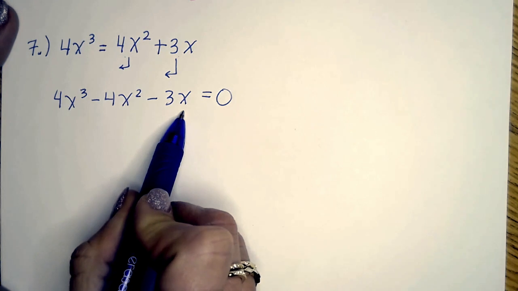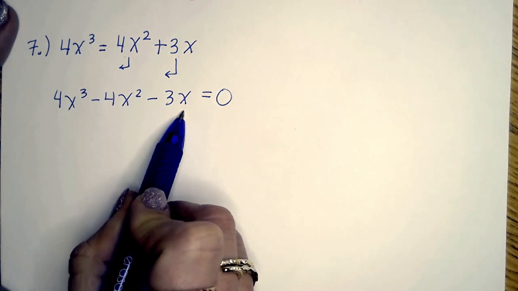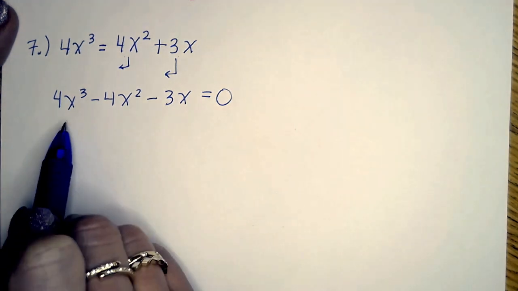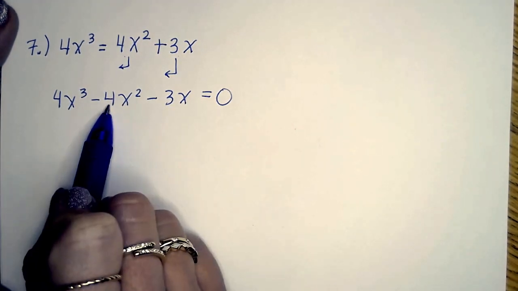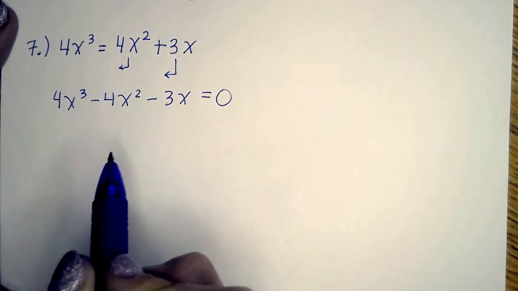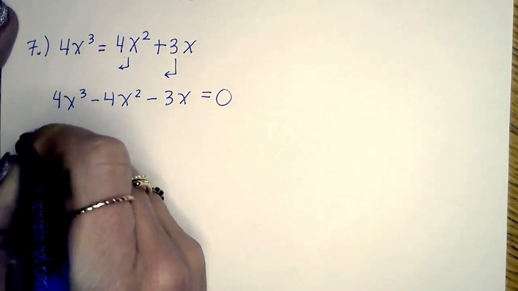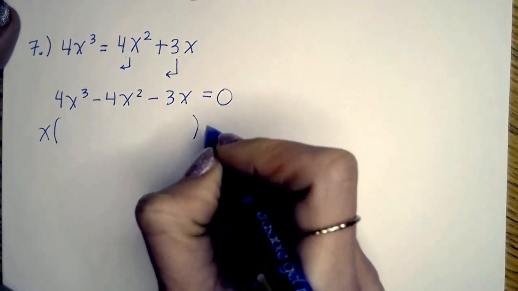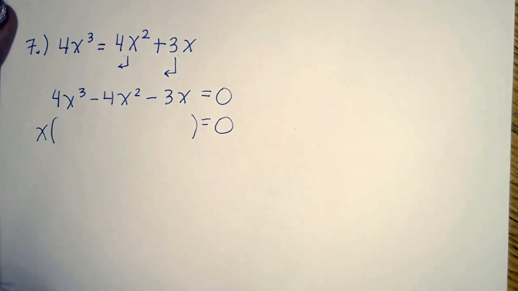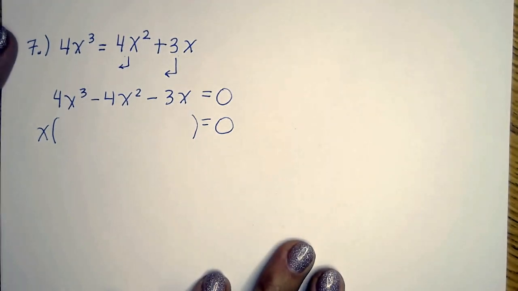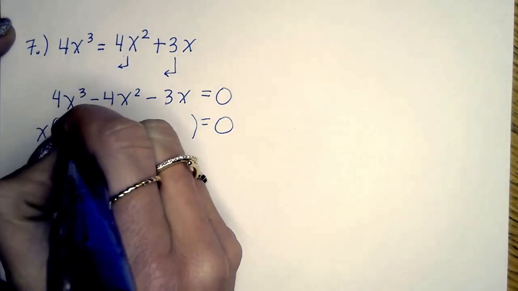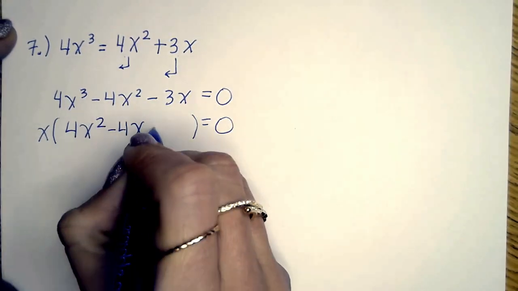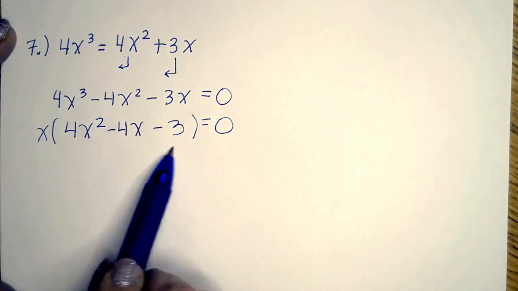Is there a GCF here? How much? Just x? Or did you say 3x or x? Just x. Yeah, 3x, even though 4 has a 3 in it, it's not divisible by 3, right? So an x can come out of everything. If I take an x out of everything, then what's left? Emerson, what do I have inside? What's my quadratic trinomial going to be? 4x to the second minus 4x minus 3. Good. Now we have a quadratic trinomial.